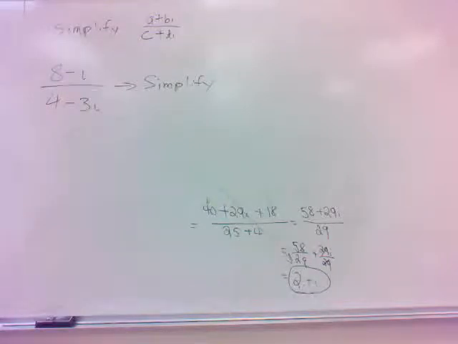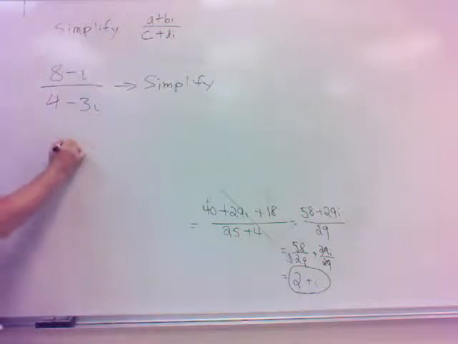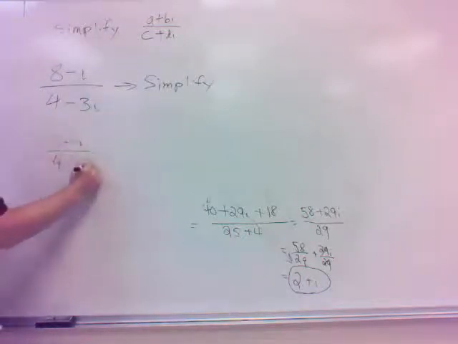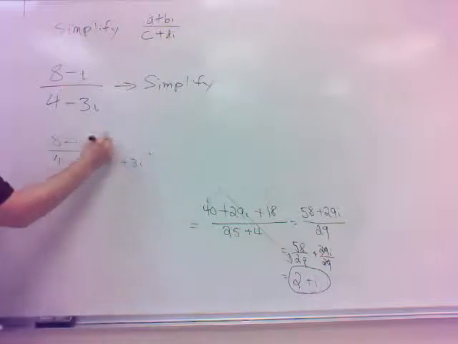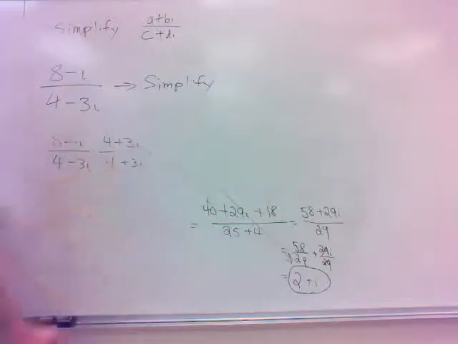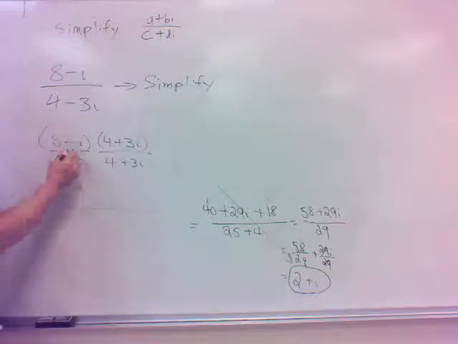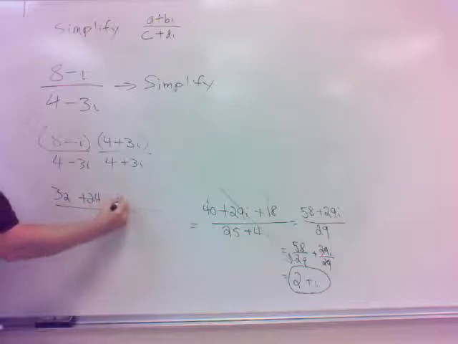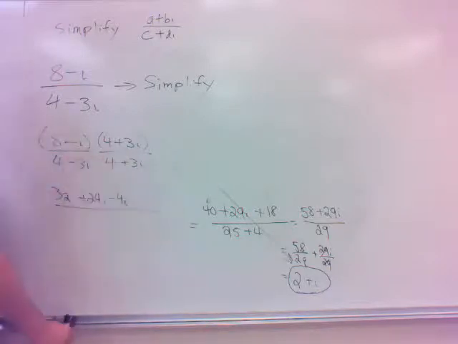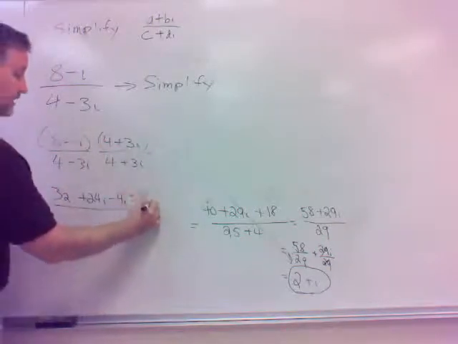Well, I'm going to multiply by 4 plus 3i. I'm going to do the conjugate of the denominator, which is 4 minus 3i, so the conjugate would be 4 plus 3i, but I have to multiply it also by the top. So 8 minus i times 4 plus 3i on top, what's that going to be? 8 times 4 is 32. 8 times 3i is 24i. Minus i times 4 is minus 4i. And then minus i times 3i is negative 3i squared.